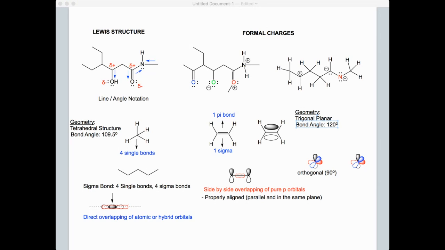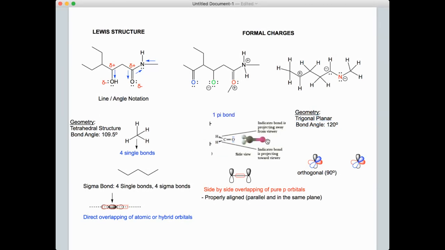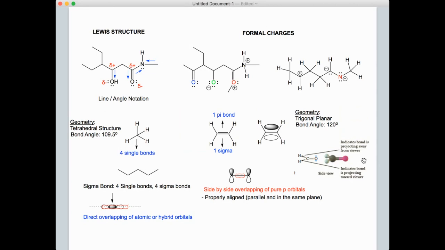Okay. See if I can show you a better picture of that. Not sure I'm going to be able to, but okay. So here is a trigonal planar.